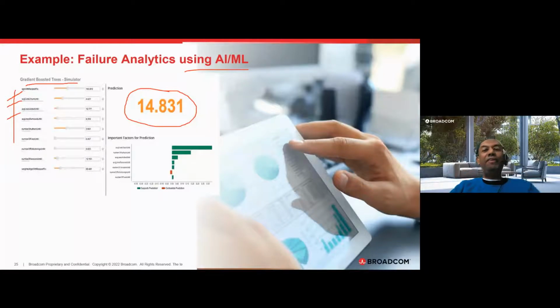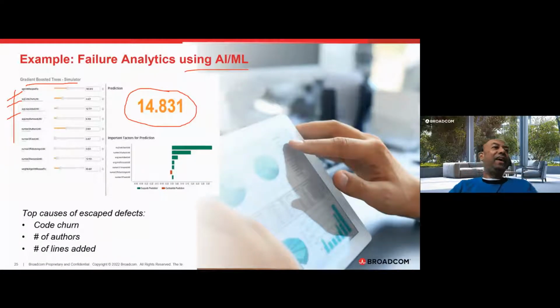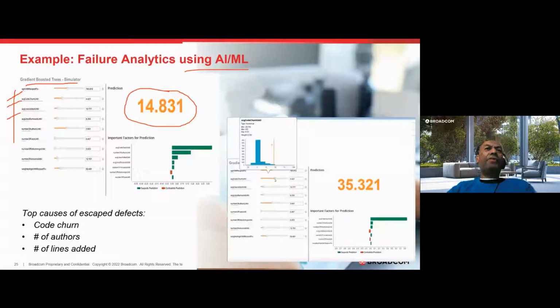So for example, in my next change, let's say the code churn on average is about 4 lines of code. What if the code churn for my current change was about 7 lines of code? The system predicts to me right away that the number of defects is likely to jump from 14 to 35. So I can now use systems like this, based on whatever is going on in my current release, to predict high failure probability.